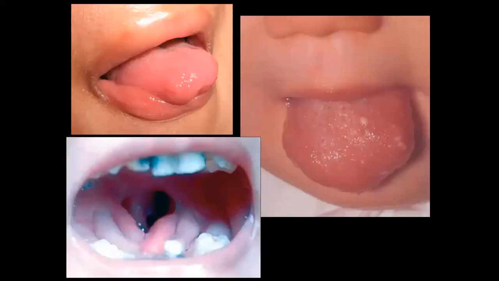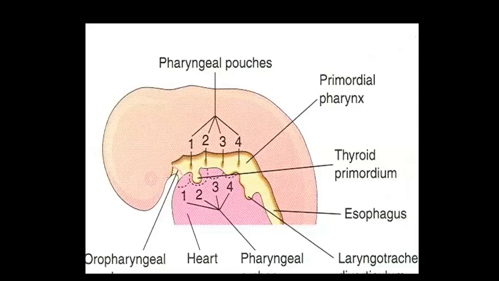Sometimes we will see macroglossia, that is a longer tongue than the normal. Okay, this is macroglossia. You can see that either the tongue is not developed at all, agenesis, aglossia or agenesis of the tongue, no tongue at all. Okay, now see here what happens to this.